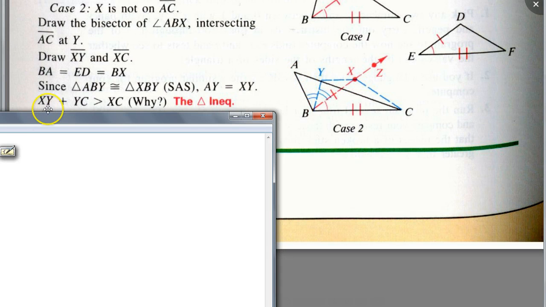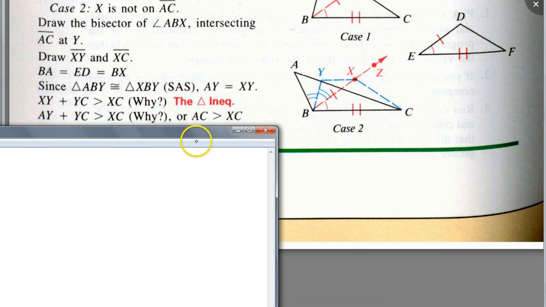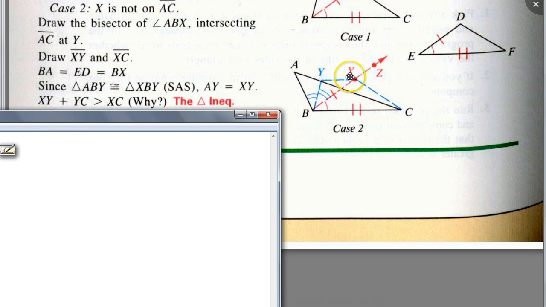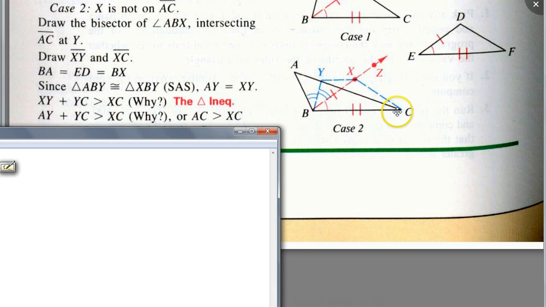So instead of saying XY plus YC, what can I say? AY plus YC is greater than XC. Would you not agree? By substitution. We had XY plus YC is greater than XC, so instead of XY, I'm just going to plug in AY, because we knew these two small triangles were congruent and these are corresponding parts of congruent triangles. And what is AY plus YC? AC. So we could also say AC is greater than XC.